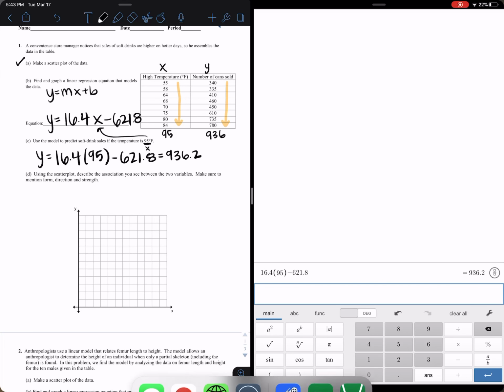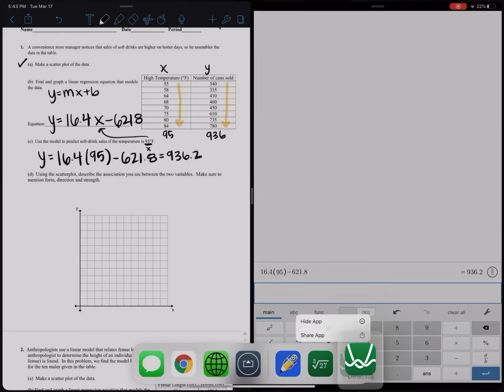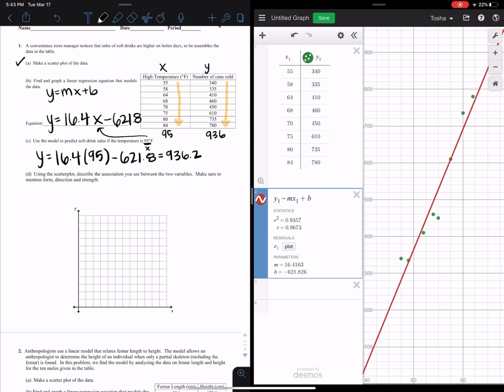The last question, I'm going to put my scatter plot back over here. The last question says, using the scatter plot, describe the association you see between the two variables. So based on this scatter plot over on the right side, how would you describe the direction? Is this a positive or a negative slope? And since it's going up, I would say that this has a positive slope.